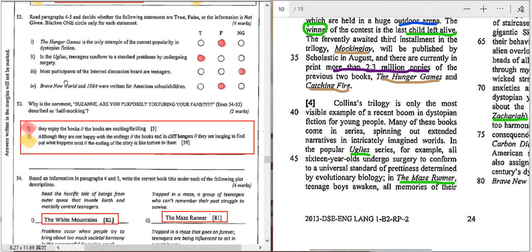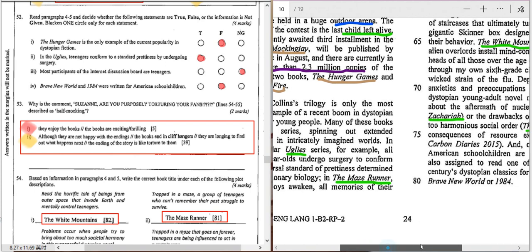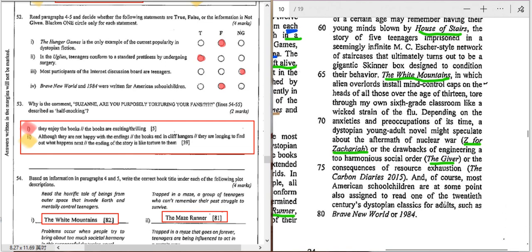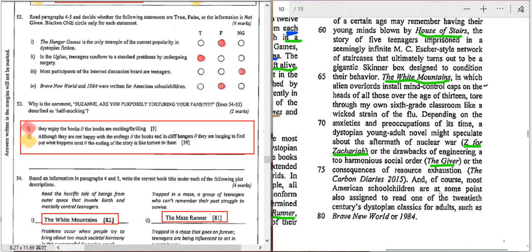Yes, true. Most participants of the internet discussion boards are teenagers. Well, we don't know. We have no idea. Although internet discussion board is mentioned here, we have no idea about the age of the participants. So, well, yeah, that's it.